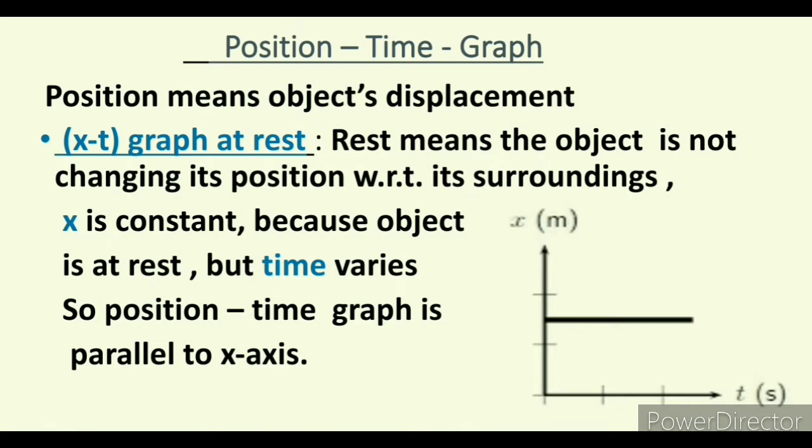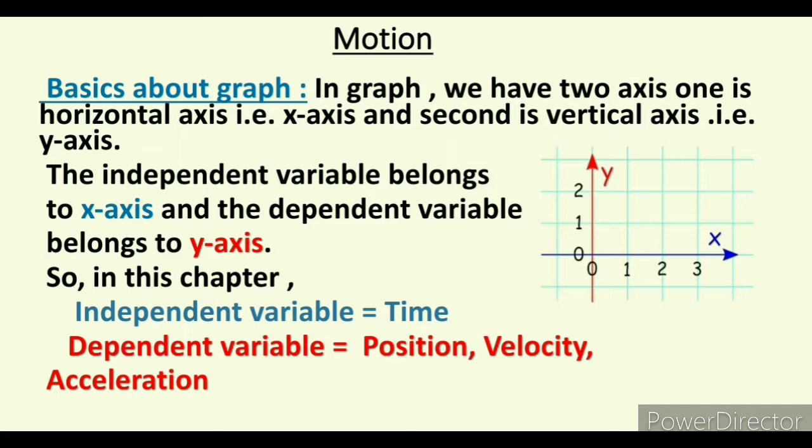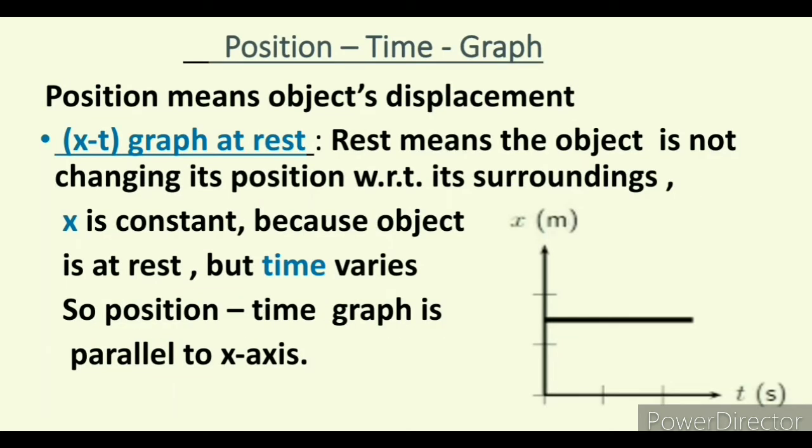XT graph at rest, that means the position graph at rest. Rest means the object is not changing its position with respect to its surroundings; it stays at rest. In this graph, x denotes position. Here we have the position-time graph.